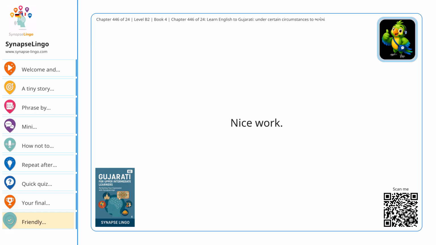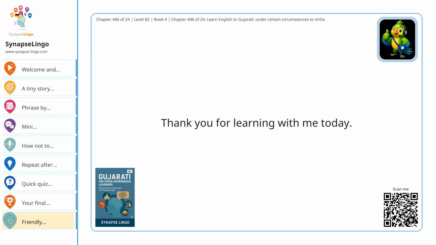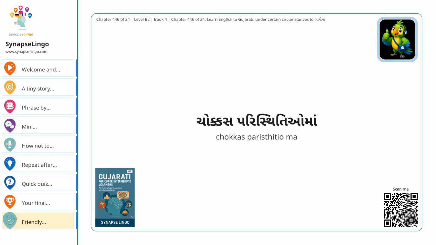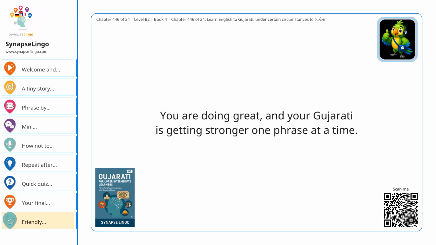Friendly conclusion. Nice work. You just learned a whole bundle of subtle Gujarati expressions without needing a courtroom, a weather station, or a broken table. Thank you for learning with me today. Keep practicing. ચોક્કસ પરિસ્થિતિઓમાં, જરૂર પડે તો, વધુમાં વધુ, વલણ રૂપે, મોટા ભાગે, મોટે ભાગે, આંશિક, and ભાગોમાં. Say them out loud, use them in tiny sentences, and repeat them tomorrow. You are doing great, and your Gujarati is getting stronger one phrase at a time.